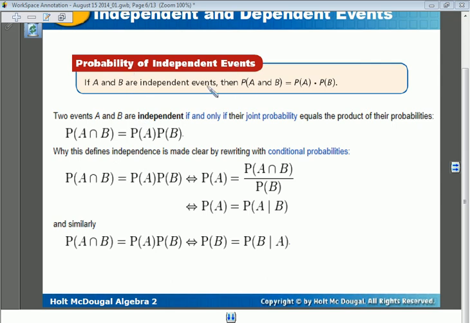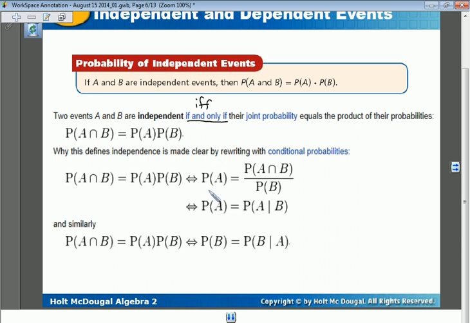But yesterday we talked about this. If events A and B are independent events, then the way we find the probability of A and B is the probability of A times the probability of B. So, two events are independent if and only if, that's our IFF, if and only if their joint probability equals the product of their probabilities. So, what does this symbol mean? Intersection. So, this is only true if their joint probability is equal to the product of their probabilities.